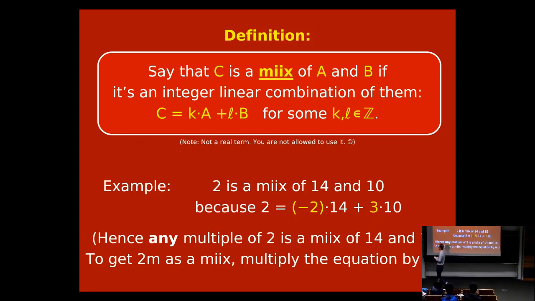And actually, once you know this, you know that any multiple of 2 is a mix of 14 and 10 because if you wanted to get, I don't know, 6 as a mix, you can just multiply this by 3, all right? And you have minus 6 times 14 plus 9 times 10.